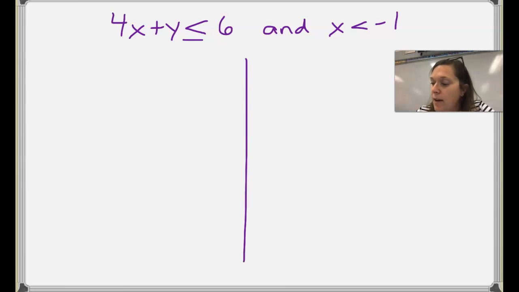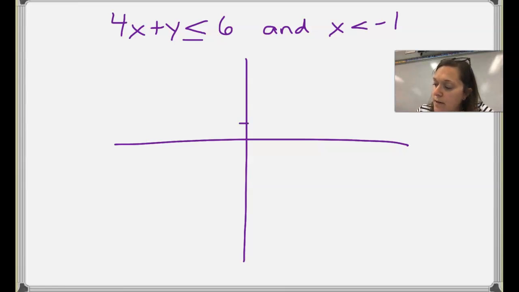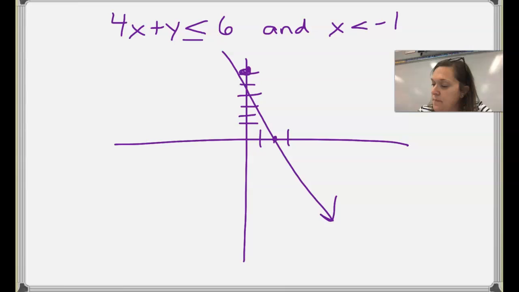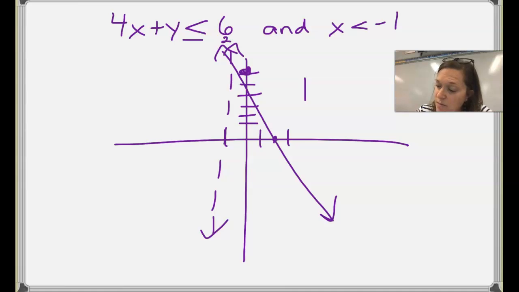Okay, so let's go ahead and do our graph and see how you did. So for the first one, hopefully you had your y-intercept at 6. And your x-intercept would be at 3/2, so 1.5. Hopefully you had a solid line. Your next one, you had a vertical line dotted going through here. All right, so we've got region 1. Region 2 is really tiny up there. Region 3 and region 4.